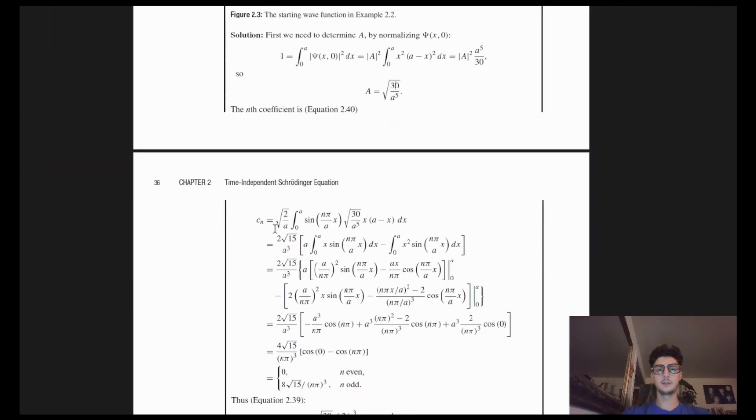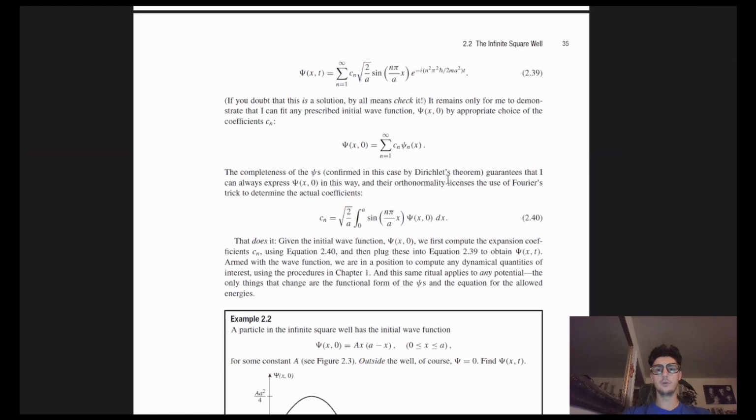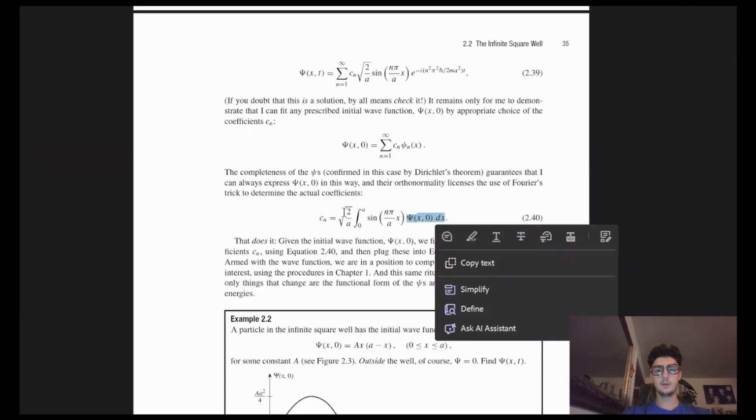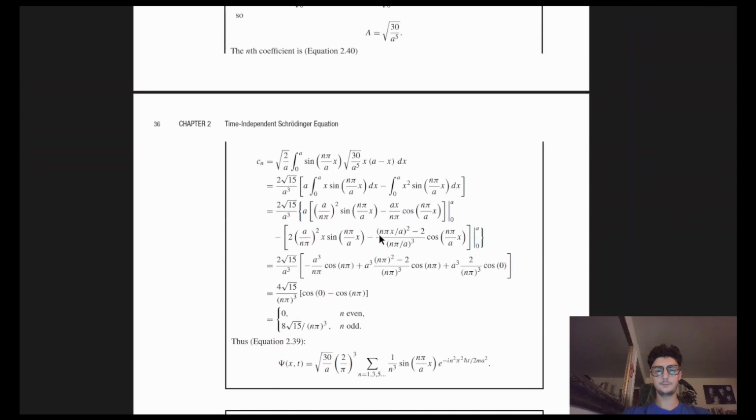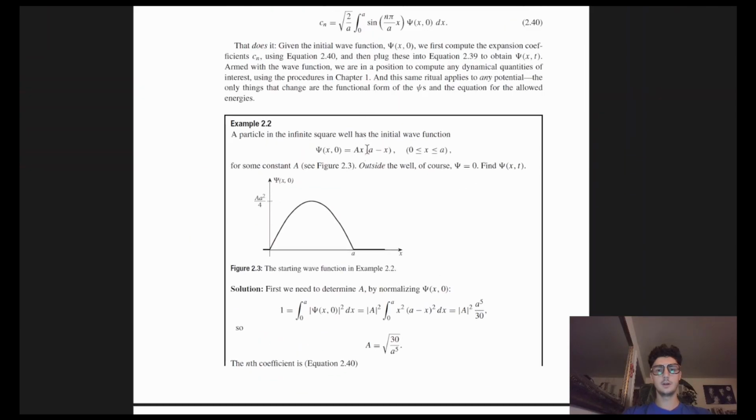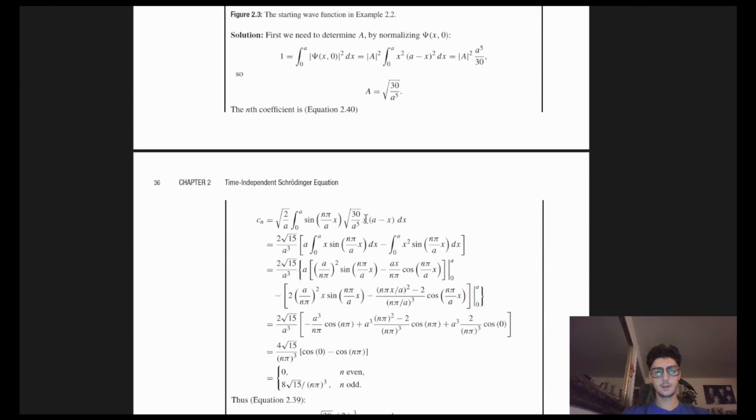Nice. Now, the nth coefficient is, by equation 2.40, we compute this integral. So we just plug this in here, and everything else stays the same. We have the basis functions of the infinite square well potential. Then here we have a, the constant, which we found here, x, a minus x, dx. So this integral is coming directly from equation 2.40.